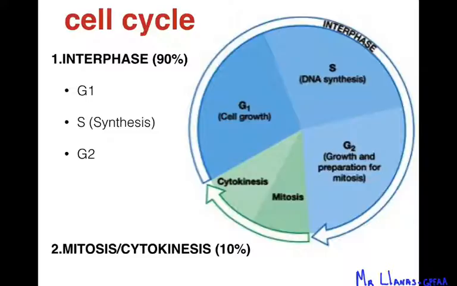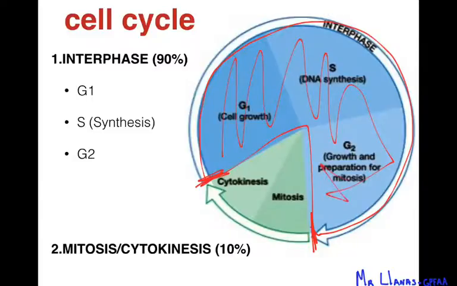Now, the cell cycle is divided in two parts. The first part is called interphase, and interphase goes from here all the way around to right here. So this chunk, all the blue area here, that's interphase. And that area takes 90% of the time of the cell cycle. So if it takes a cell 10 hours to divide, 9 hours are spent in interphase.